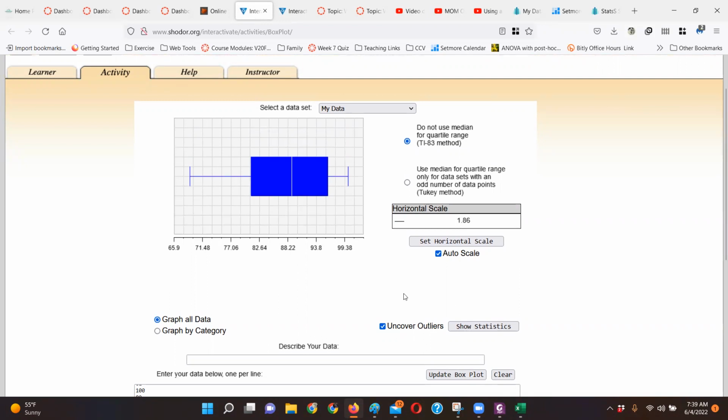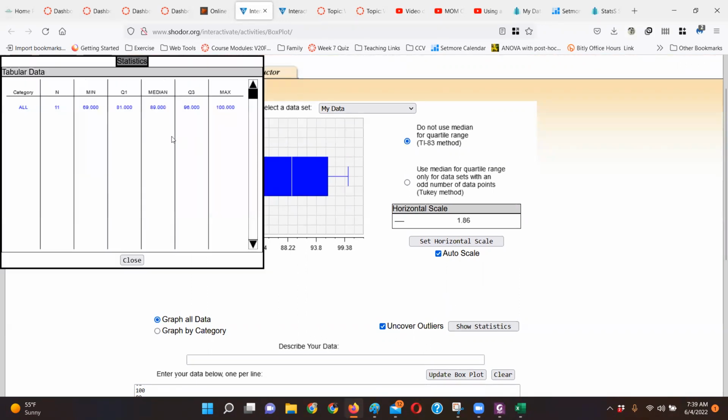So here's what I would like to see. You are going to click and show the statistics. This is fine. And here's the minimum and et cetera, et cetera. Now, it doesn't tell us the IQR. So the way we get the IQR, you probably remember from reading or looking at some lessons.